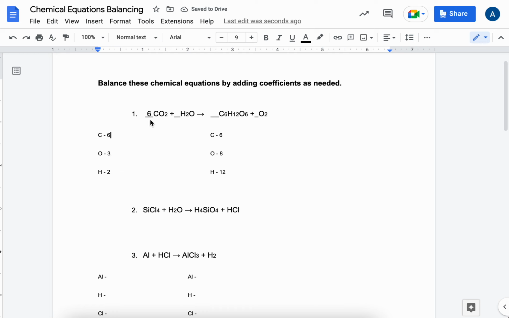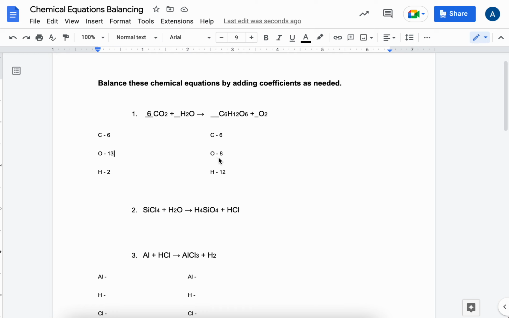Let's keep going then. Because we changed this coefficient and this molecule has an oxygen in it, we have to update this oxygen count now as well. So this 6 is multiplied not only by the carbon, but we have to account for it affecting the oxygen count. So now this is 6 times 2, which is 12, plus 1 more, which is 13. Okay, we've got 13 oxygens currently. Now let's go over to our product side. We need to bring this up. Okay, how do we currently get to 13?